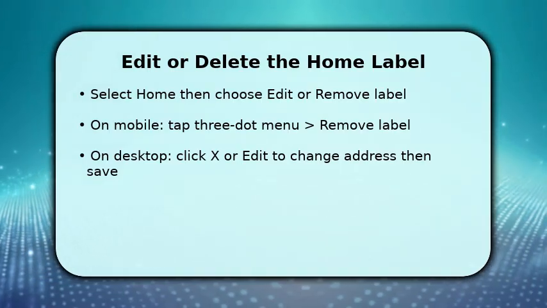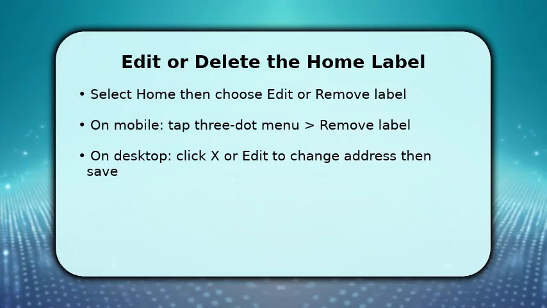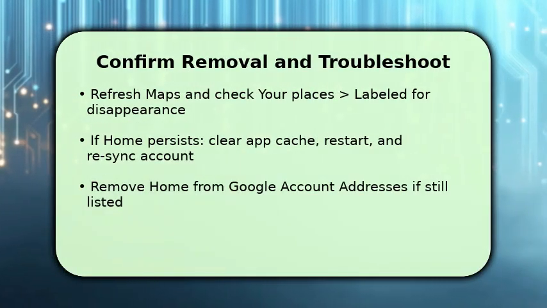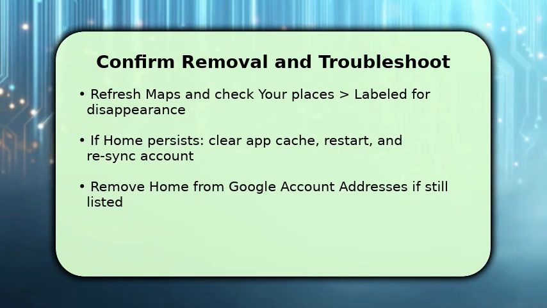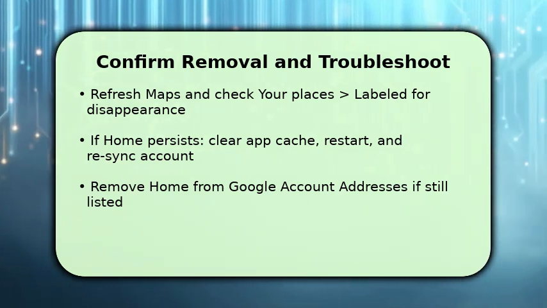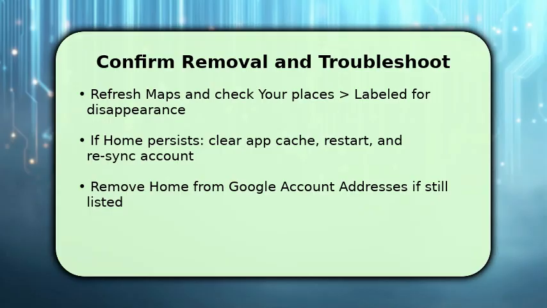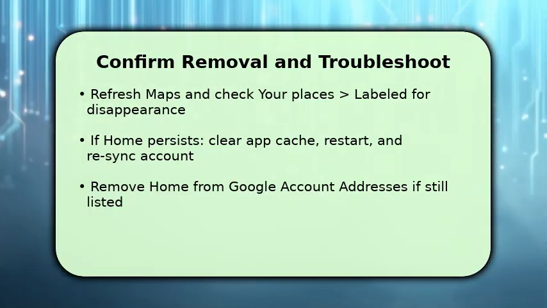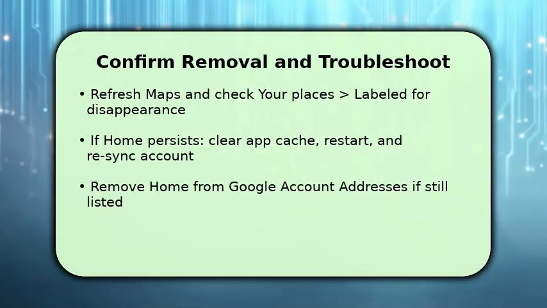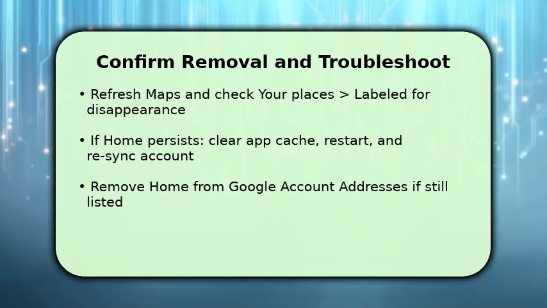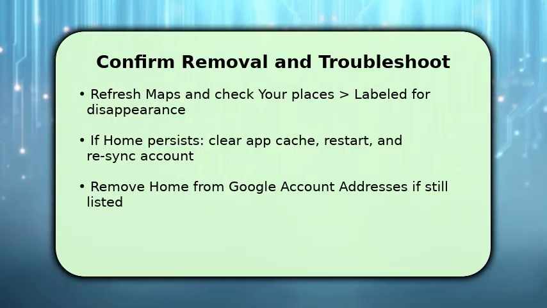After removing the label, refresh Maps and reopen your places to confirm home is gone, then test by searching home in the app. If it still appears, clear the app cache or browser cache, sign out and sign in and force a sync. This resolves stale data. As a last step, check your Google account addresses, personal info, contact info, addresses, and delete any home entry there. If those steps fail, restart the device and repeat removal to ensure all.